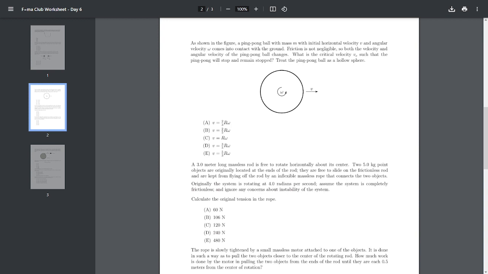And a little cheat code here is that it's probably not going to be something really confusing. So just probably take the moment of inertia. It's probably going to be something really similar to that.